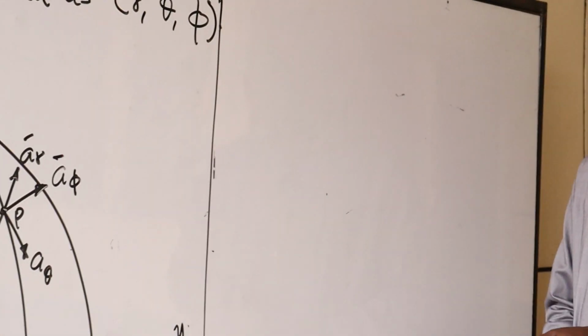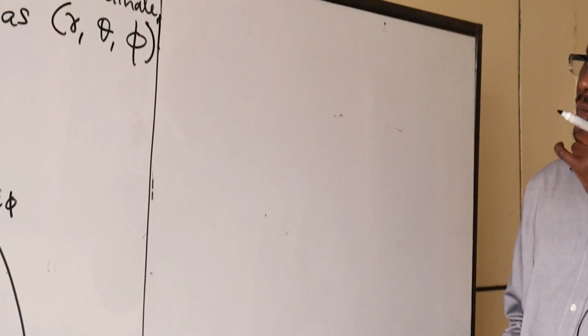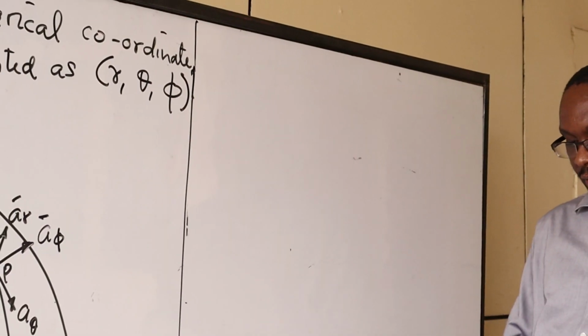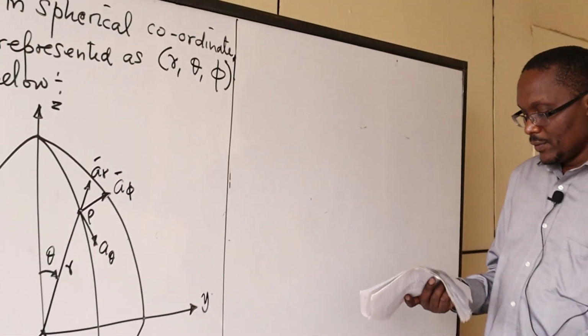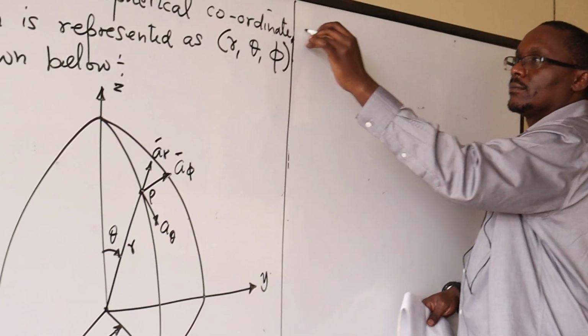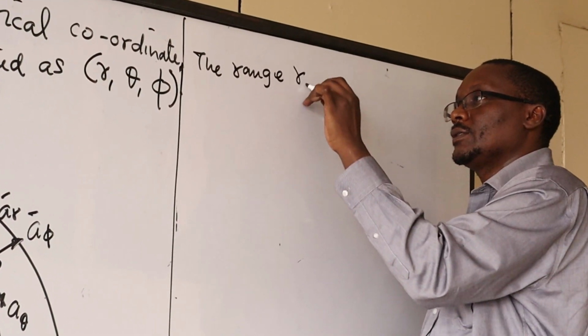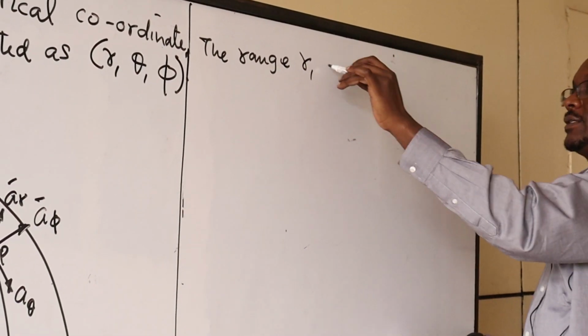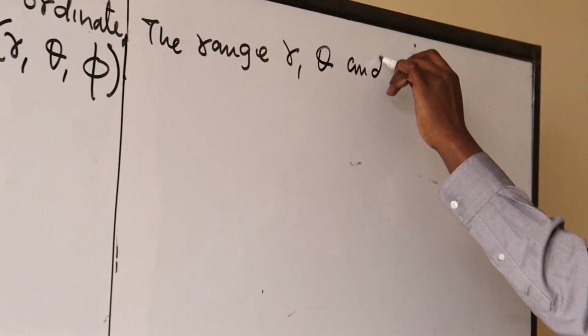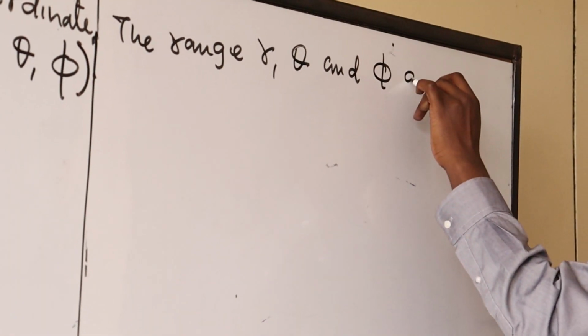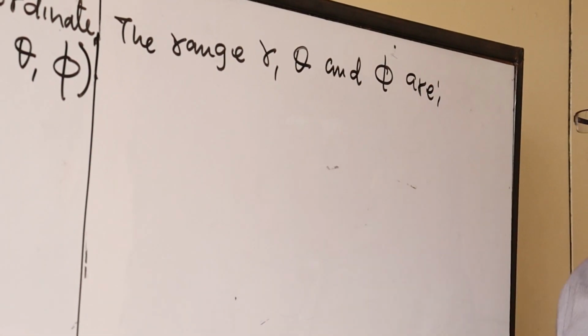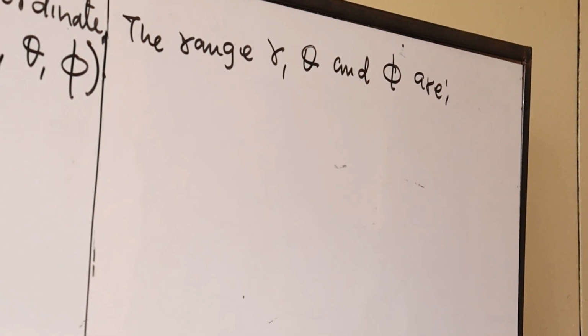So we have that. Before that, maybe we can say maybe those variables, the range of R, theta, and phi. So the range of R, theta, and phi.